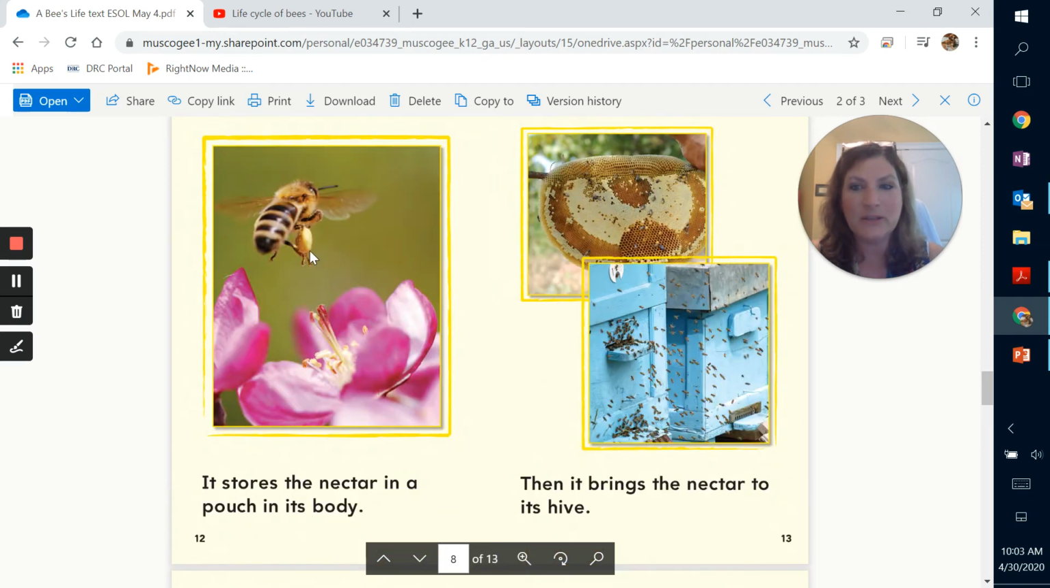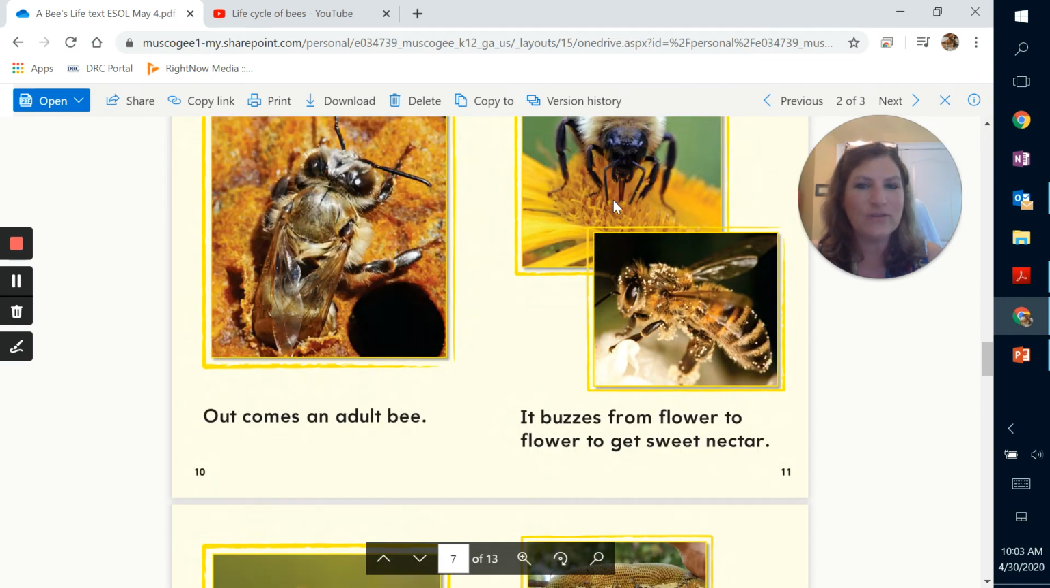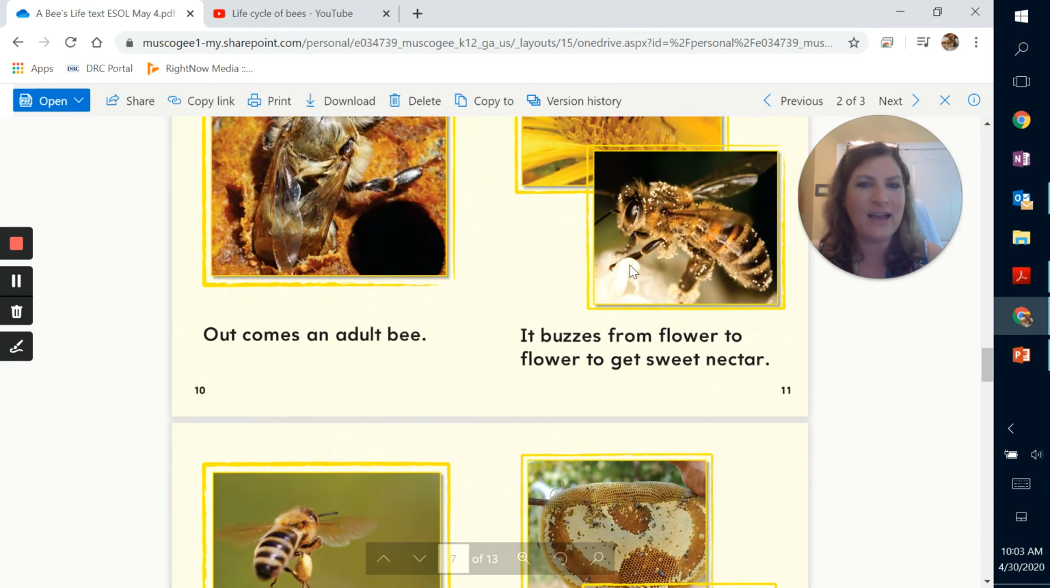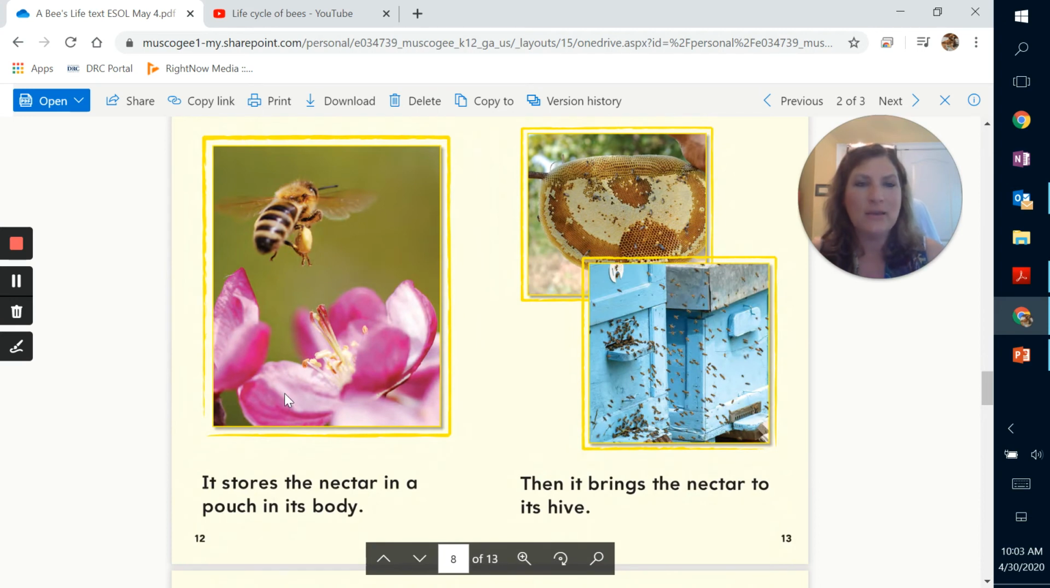So let's look at this picture. You see that right there? He's got something, he's holding something. You see that? Let's read this. It stores the nectar in a pouch in its body. Wow, that's pretty neat. So it takes the nectar from that flower that he got, and he stores it, meaning almost like he puts it in a pocket, right? In a pocket that he can store it up in his body.